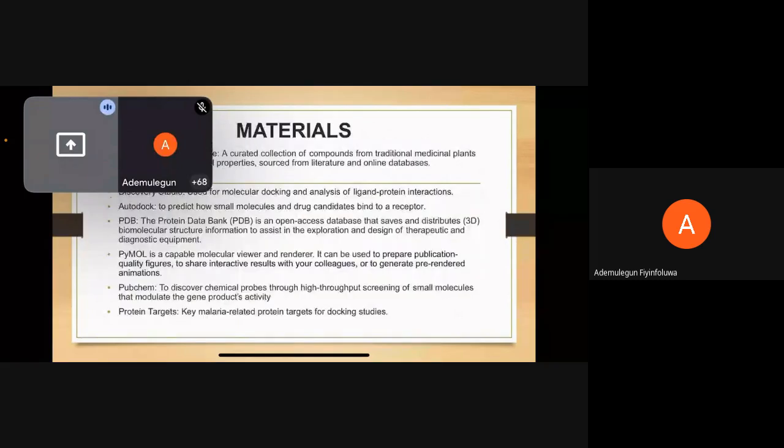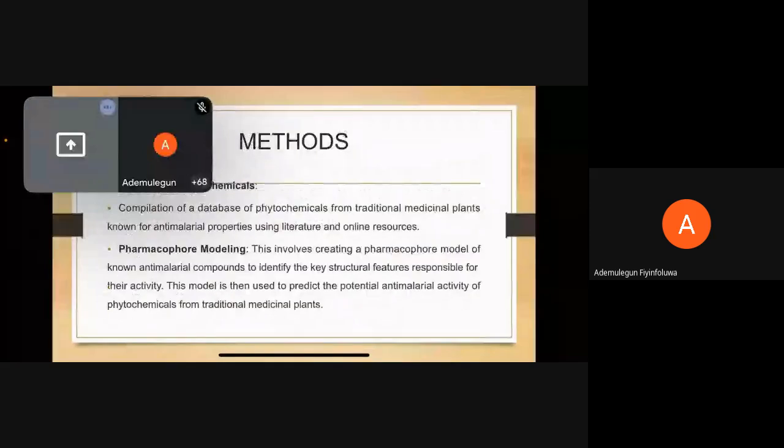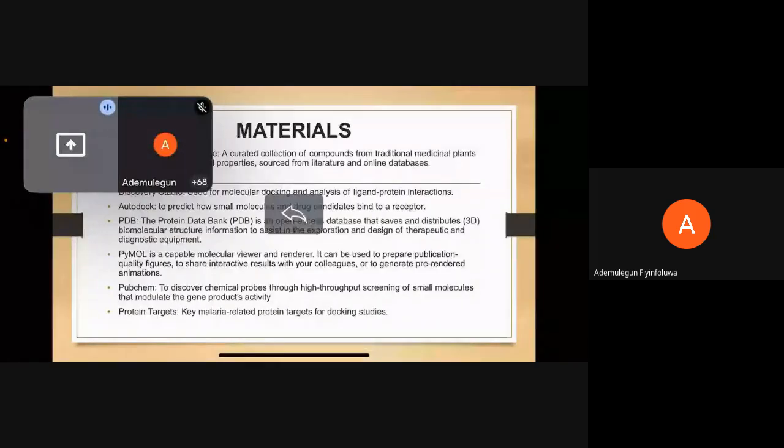So what are the materials used for this study? We used the phytochemicals database, a curated collection of compounds from traditional medicinal plants with reported anti-malaria properties. The alpha-glucosidase is a compound from Bridelia saligna. We underwent some literature review on it and found out that this alpha-glucosidase has anti-malaria effects.